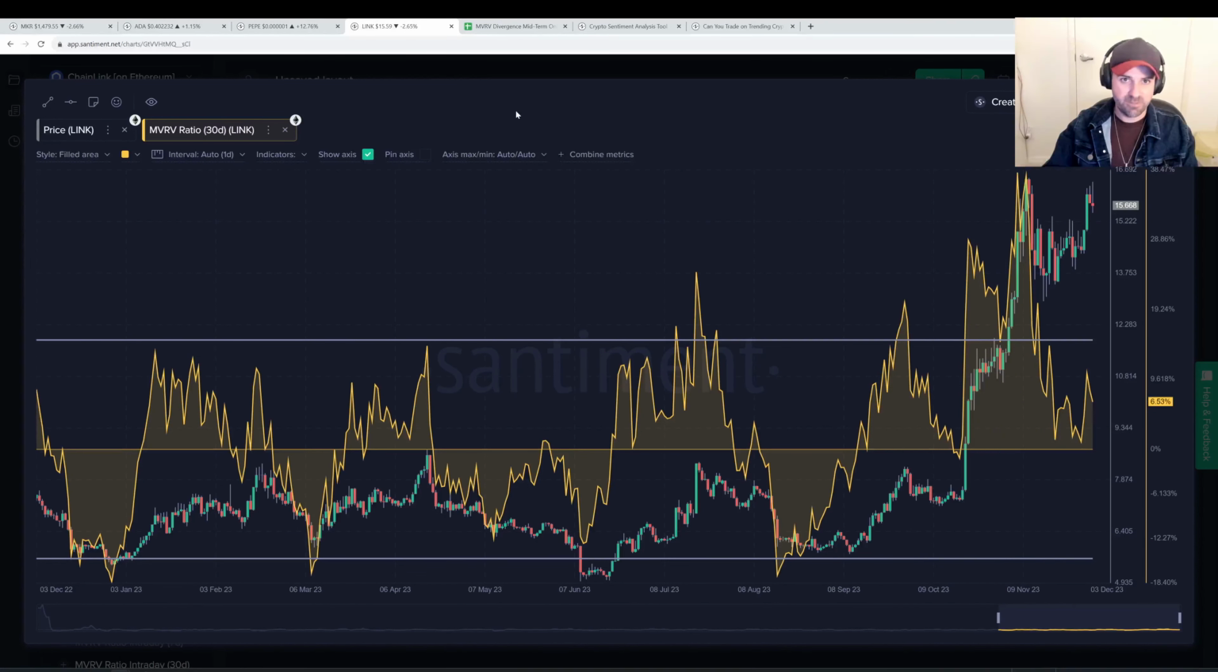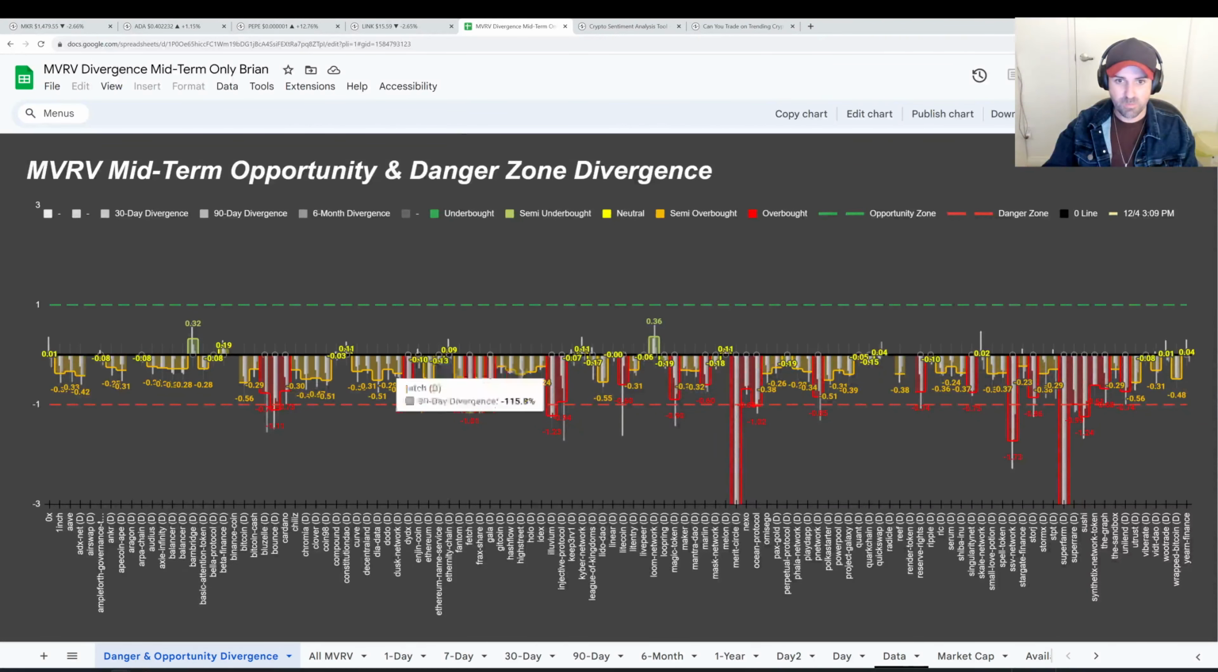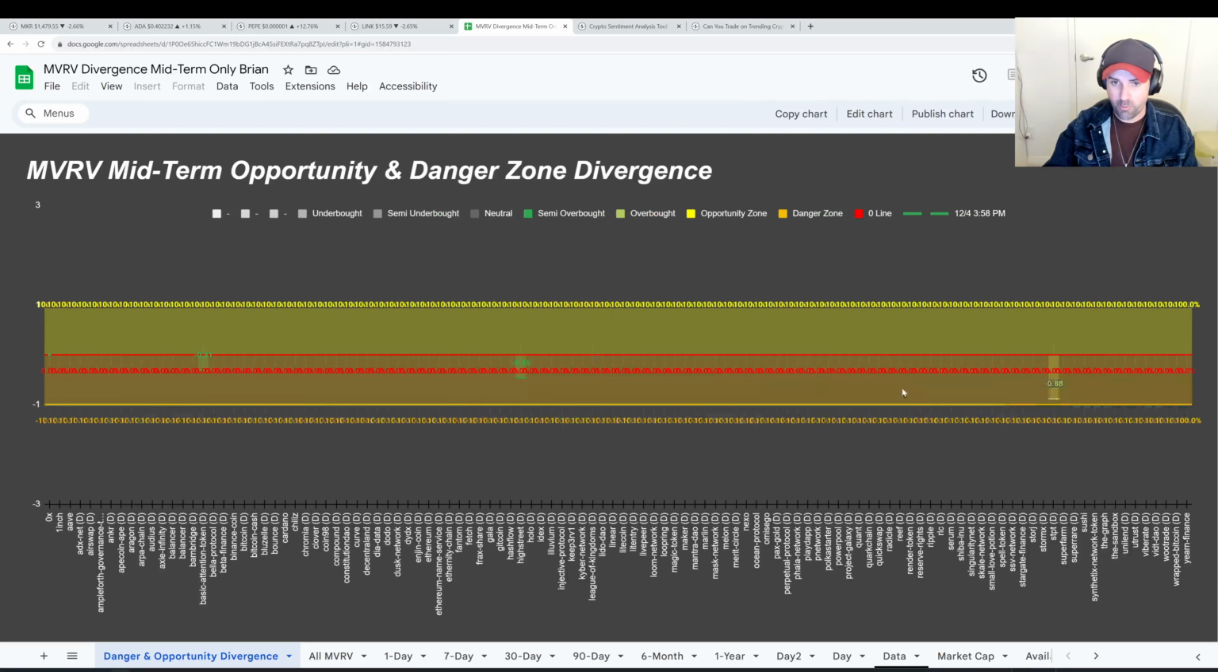And on top of that, if you are a Santiment Pro member or you have a trial open, you can use our Sansheets model, which will show you how close they are to being overbought or underbought. And right now, at the time of this recording, there's still a lot of semi-overbought and overbought signals going on, displayed here in orange and red.